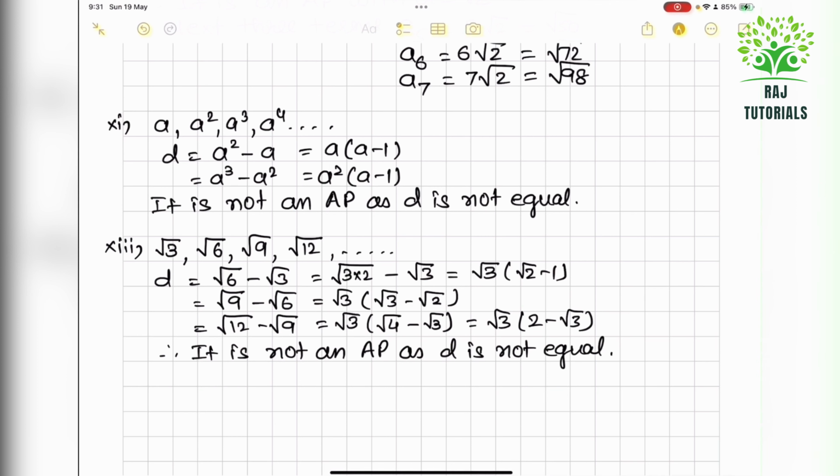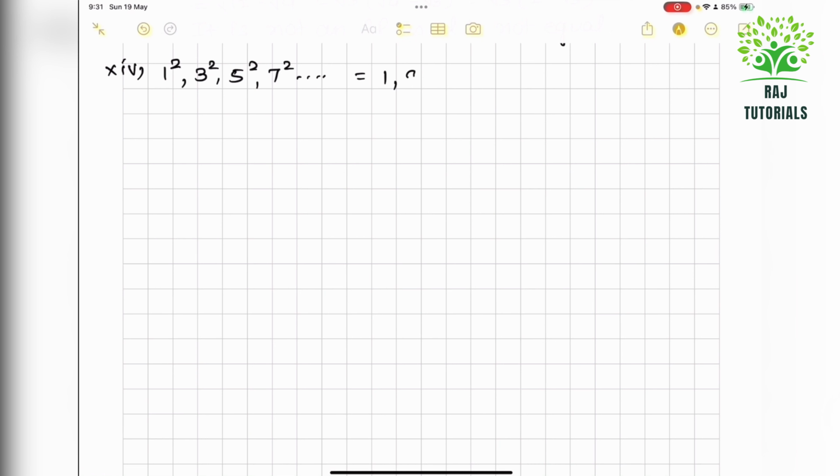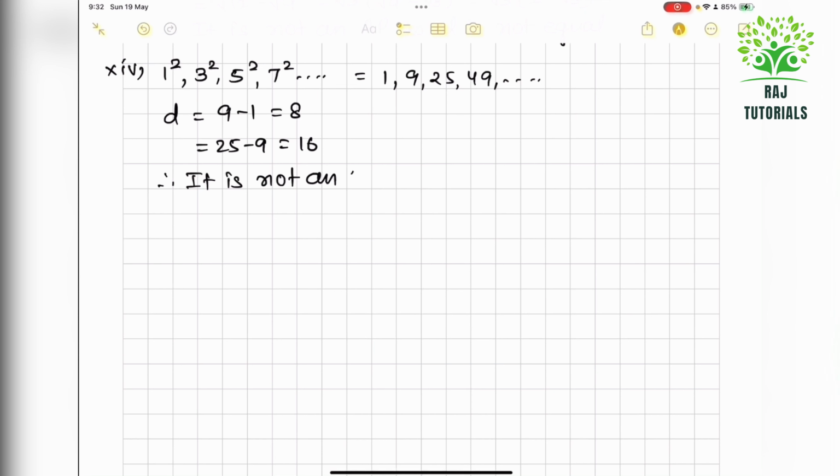Then 14th, it says 1 square, 3 square, 5 square, 7 square. Or this I can write as 1, 9, 25, 49 and so on. So D will be 9 minus 1, that is 8. 25 minus 9, that is 16. Therefore, it is not an AP as D is not equal.